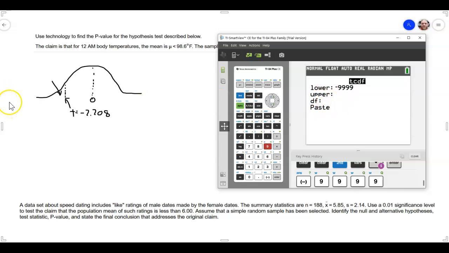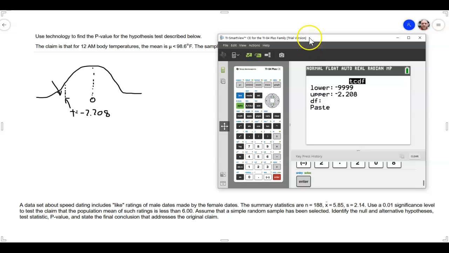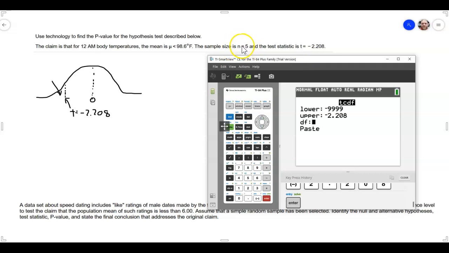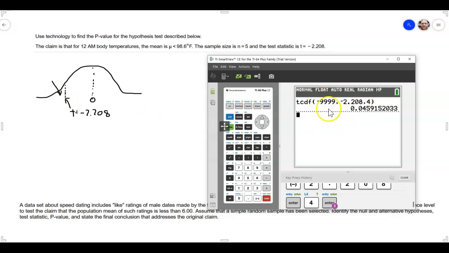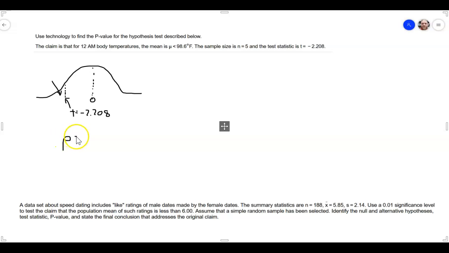Now the upper limit, remember we always go left to right, the upper limit is this t-score here. So that's going to be our negative 2.208. These are our critical values on the horizontal scale that we're putting in there. Our degrees of freedom, this is important. This is the difference between the normal distribution and the t-distribution. That is 1 less than our sample size. Our sample size here is 5, so we're going to put in a 4. And that gives us that area in the tail. Out to 3 decimal places, that's going to be 0.046. So our p-value is 0.046.